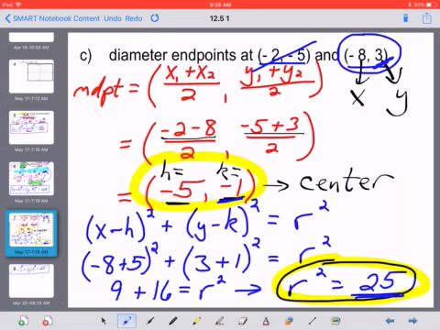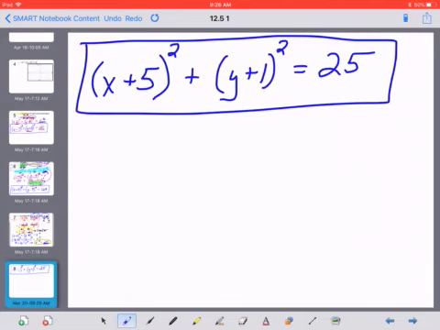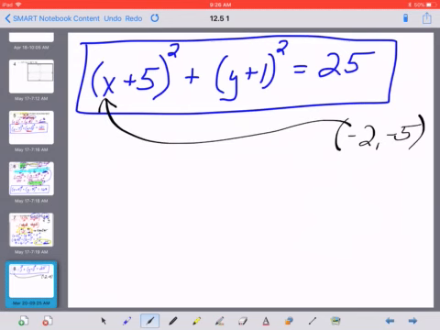Now the one thing I do want to do is just to take a minute and use that one ordered pair right there that we didn't use. That's a point that's located on the circle. Negative 2, negative 5. So when we use that point as a point on the circle and plug that negative 2 in for x and this negative 5 in for y, we should end up with a true statement.